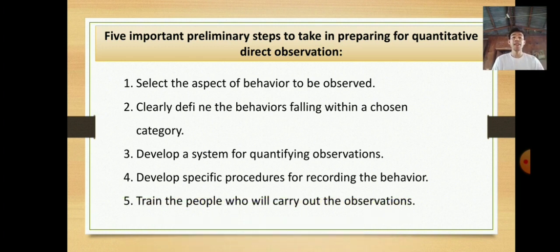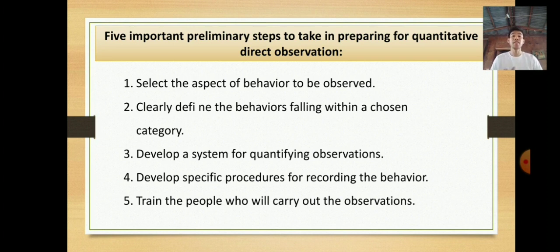So, number 5, train the people who will carry out the observation. Siyempre, paano magiging valid or reliable yung observation mo, yung result mo, kung hindi well-trained yung mga mag-o-observe. So, dapat trained sila, magaling talaga sila. Mayroon proper training, may training guide sila, para yung observation or yung result ay magiging accurate or valid.